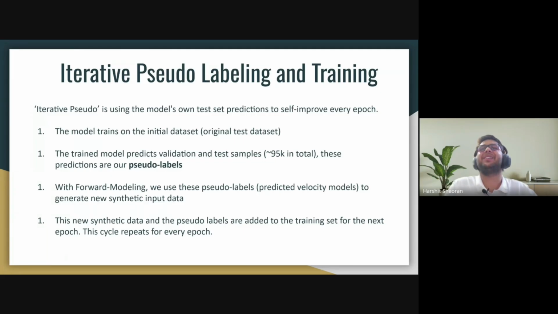First, we train the model like we did on the previous step. Then we predict the test samples and the validation. These are our pseudo labels. We forward model them to get actual new synthetic input data. Then we pass the synthetic data and pseudo labels to train the next epoch. And this cycle repeats for every epoch.